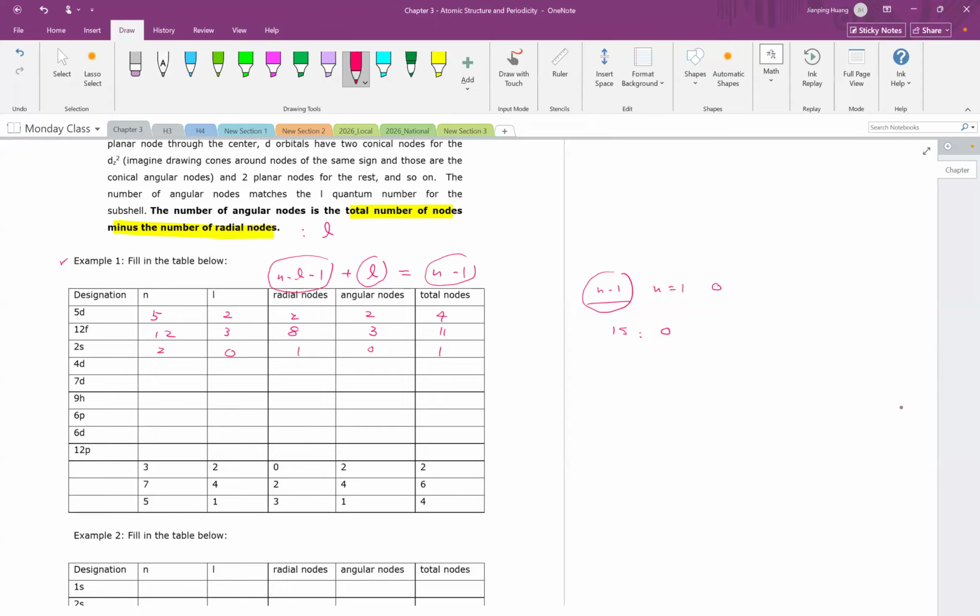I'll go to next one. Such as 4D, N equal 4. D is 0, 1, 2, and that should be 2. And it's a node. That node is what? 4 minus 2 minus 1 should be 1. Angular nodes L should be 2. Total should be 3.